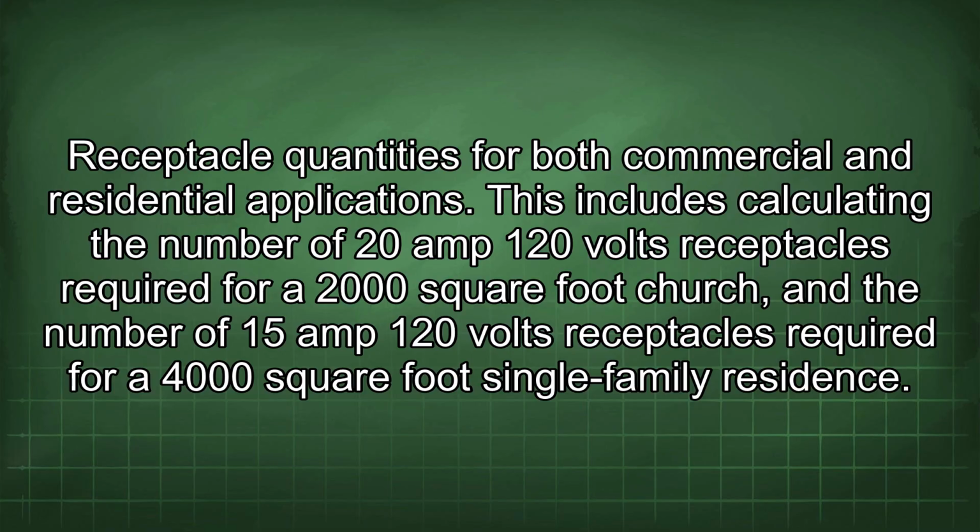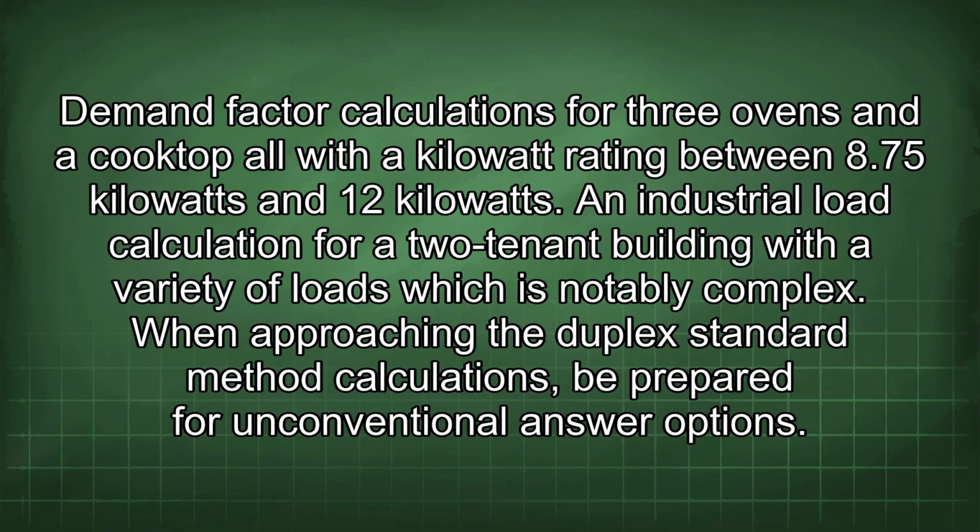This includes calculating the number of 20 amp 120 volts receptacles required for a 2,000 square foot church and the number of 15 amp 120 volts receptacles required for a 4,000 square foot single family residence. Demand factor calculations for 3 ovens and a cooktop wall with a kilowatt rating between 8.75 kilowatts and 12 kilowatts.